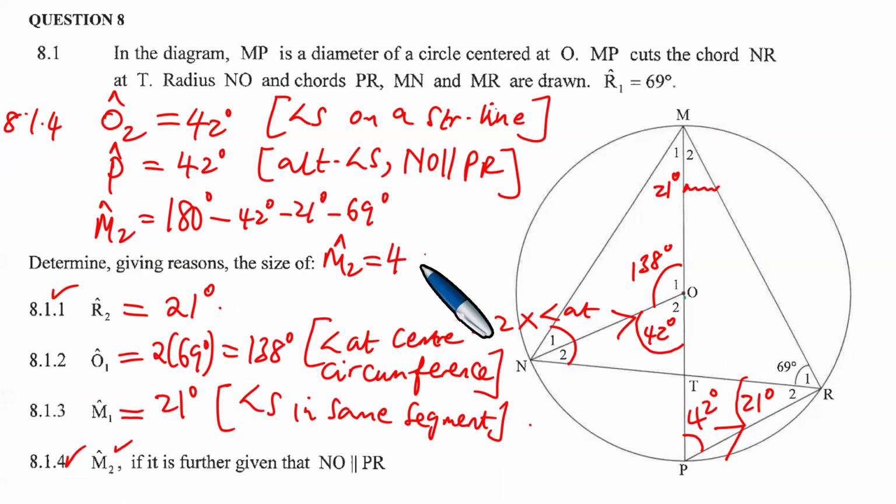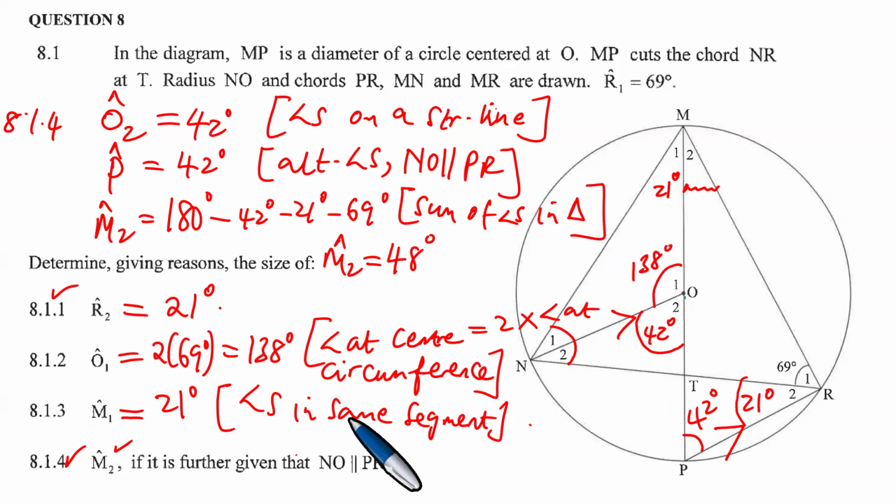If you use a calculator, you'll get 48 degrees. Check this. So in the end, M2 is 48 degrees. But why is M2 equal to 180 minus these three angles? It means you have the sum of angles in a triangle.